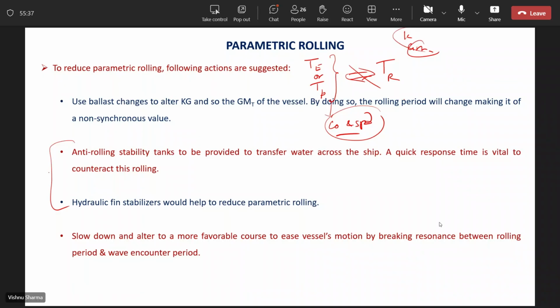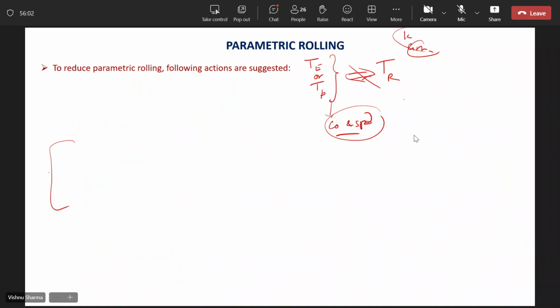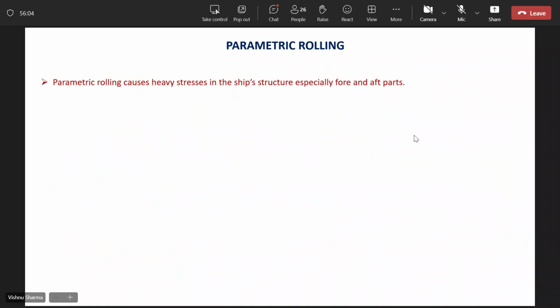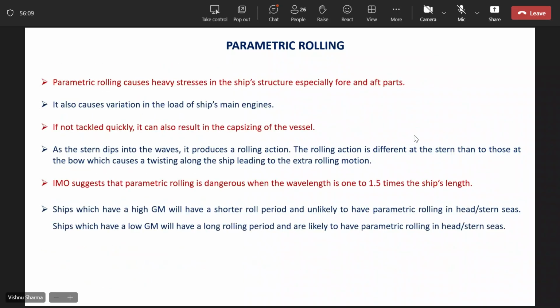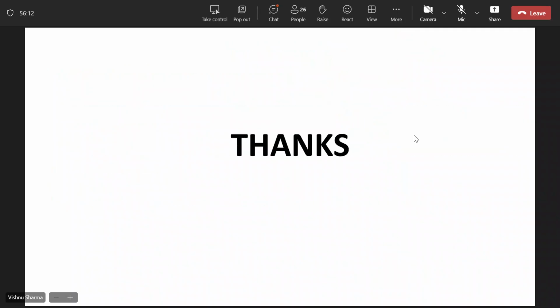Slow down and alter the course, alter to a more favorable course to ease the vessel's motion by breaking resonance between rolling period and period of wave encounter. So any of these things you can do, guys, but of course, the most viable will be course and speed, undoubtedly. So guys, I hope now you'll be able to write something about synchronous rolling and parametric rolling if it is asked in theory. Am I right? Yes, sir. Anything you want to see before I close this? Tell me.